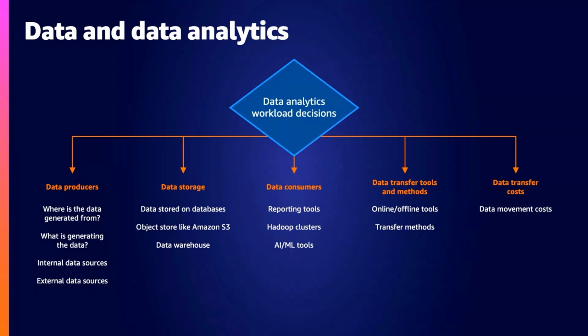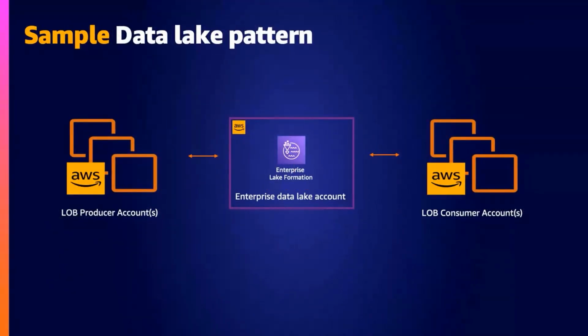So again, this is a sample data lake pattern. If you look on the left-hand side, you have line of business producer accounts, and on the right-hand side, you have line of business consumer accounts. And there is a centralized data lake account. This is one of the simplest patterns. There could be multiple variations to this pattern as well. However, the gist of the slide is that when you have multiple accounts, you need to understand how the data is flowing and where it is stored, and this usually has a big impact on your overall account architecture.